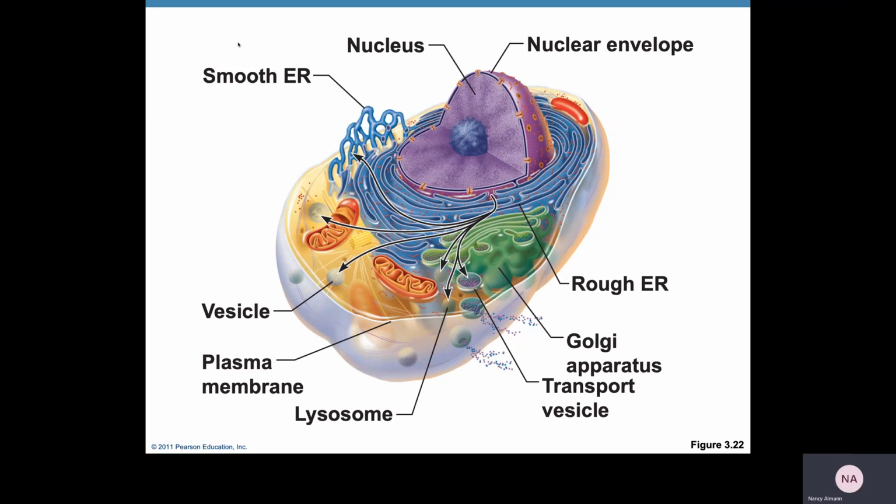When we are going to be looking at cells for this section, we're going to be looking at a generic cell. So you'll see diagrams that look a lot like this, and these generic cells have pretty much every organelle that you need to know about.